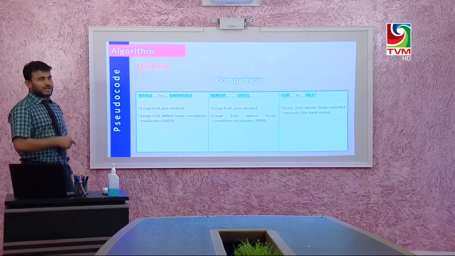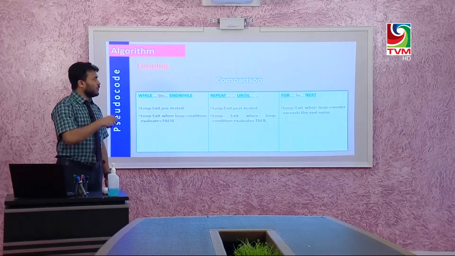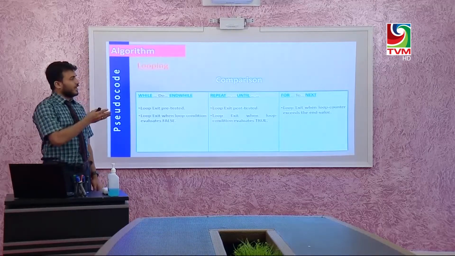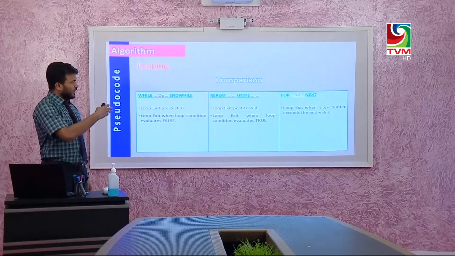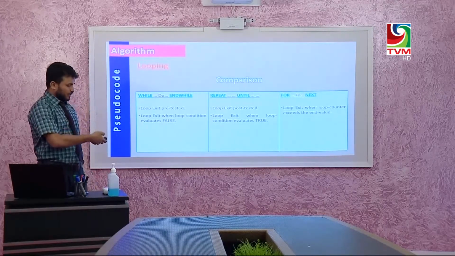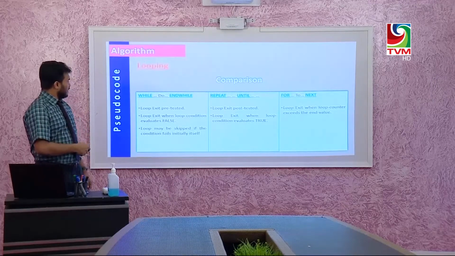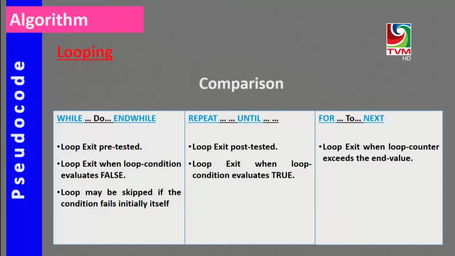In the for to next statement, the loop exits when the loop counter exceeds the end value. You have seen a loop counter, from the starting value till the end value. So, when it exceeds the end value, it will stop and get out of the loop. Now, the loop may be skipped if the condition fails initially itself. At the beginning itself, if the condition fails, it will get out of the loop.